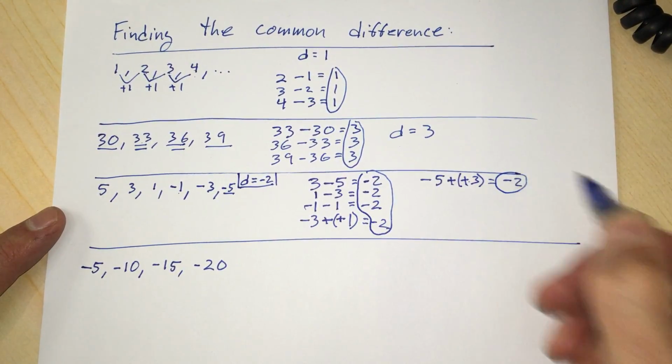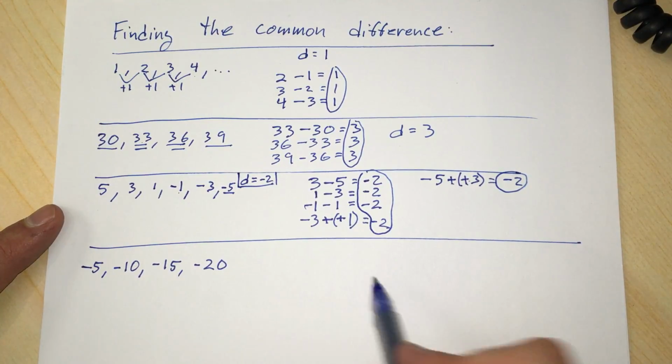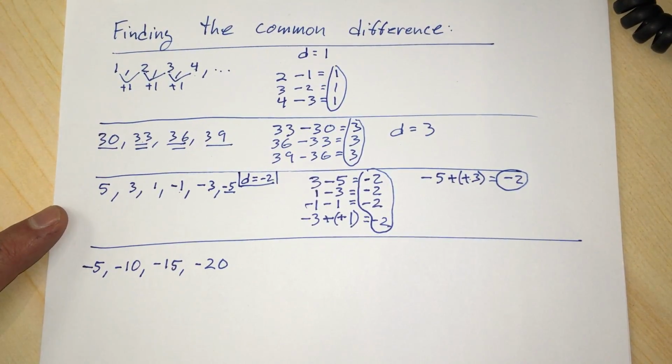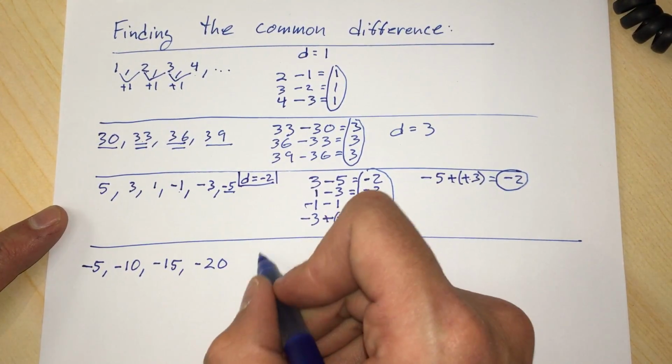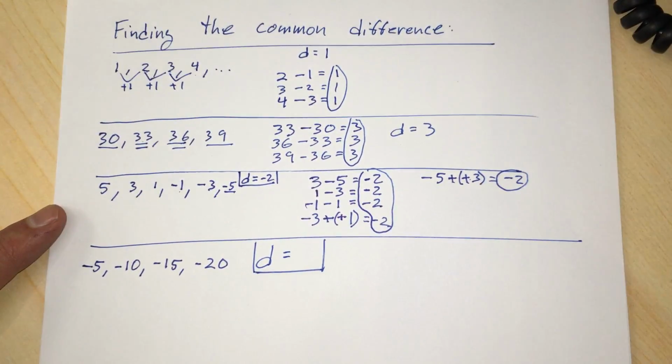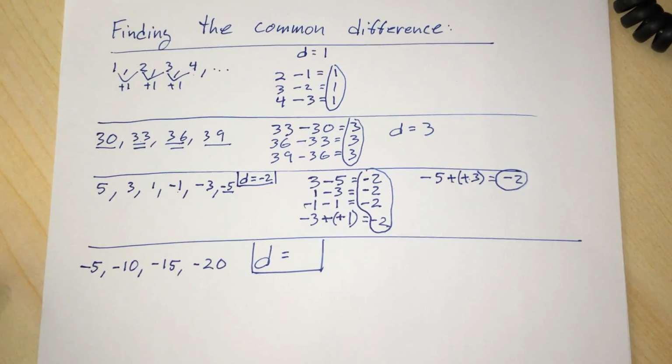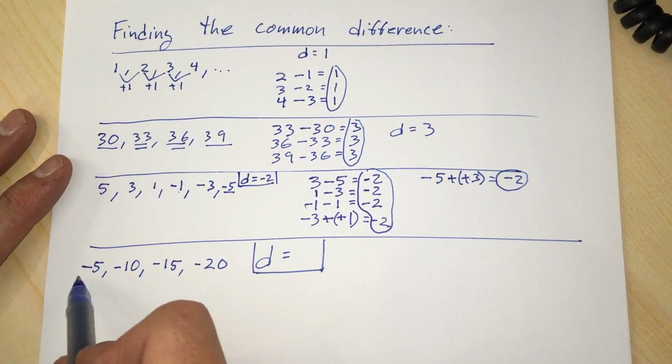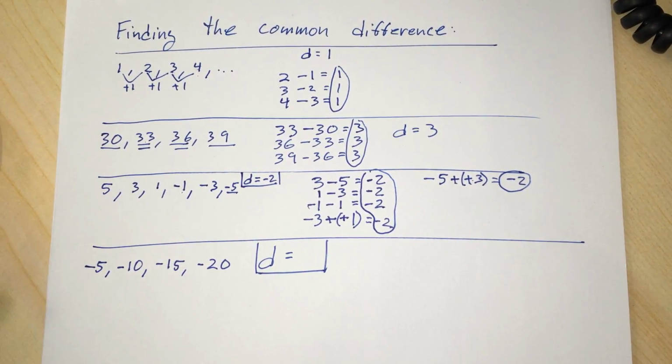And you can see that we got -2 each time. Okay. So let's try one that is all negatives now. So we're going to look for our common difference. I suggest that you pause the video right now and try to find the common difference, and then compare it and start the video again. So take a second, pause the video.